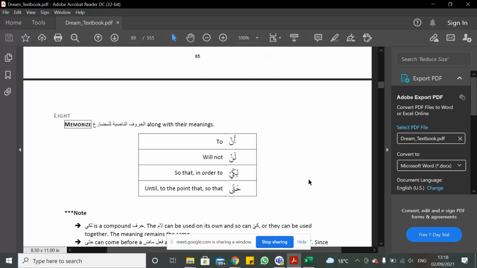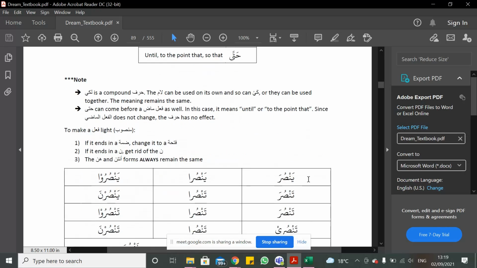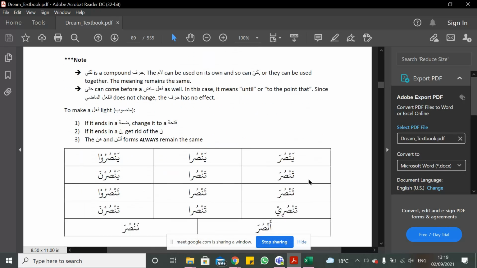Okay, jazakallah. So the light huruf: an means to, lan means will not, likai means so that, and hatta means until. You know that hatta is also a harf jar, right? When hatta comes before an ism, it is a harf jar and makes it majroor. When hatta comes before a fi'l mudare, it is a harf nasba and makes the fi'l light. Now I want Sister Raisa to please read.